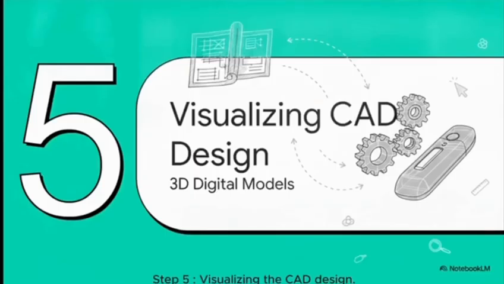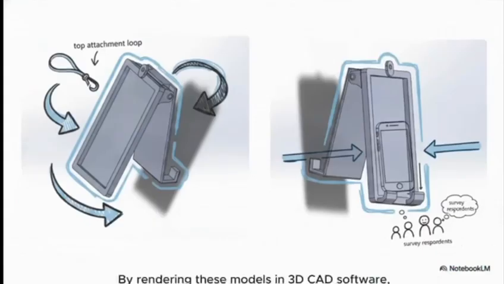Step 5. Visualizing the CAD design. By rendering these models in 3D CAD software, we can clearly visualize the form factor way before a single piece of physical material is ever cut. We can perfectly see the top attachment loop on the back panel. That's a spot where the lanyard actually clips in. And we also get a great look at the front profile, which features a device holding lip at the bottom, engineered with a very specific depth to ensure a solid, strong grip on the phone. Exactly what the survey respondents were begging for.